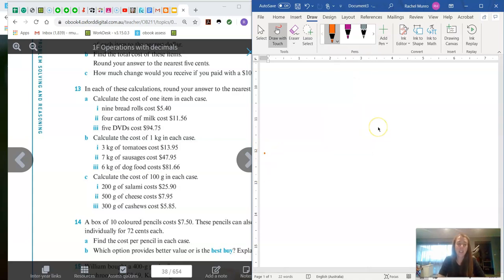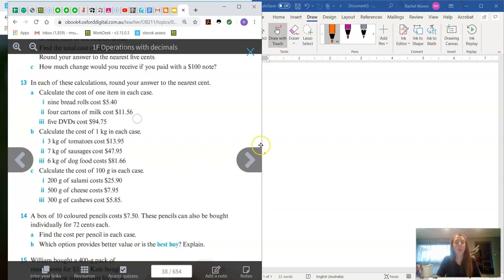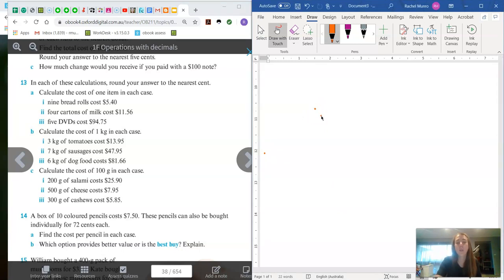All right, so let's set it up. What the question is actually asking us is that we purchased 9 bread rolls and our total, the amount that we handed over, was $5.40. How much is 1 bread roll? That's what the question's asking. So I want to go $5.40 divided by 9. That's what I'm setting up.